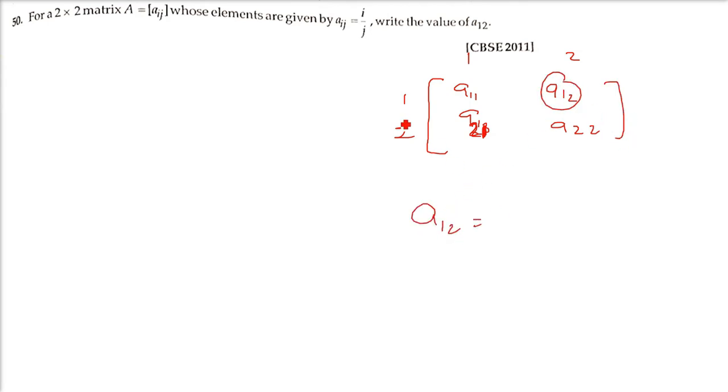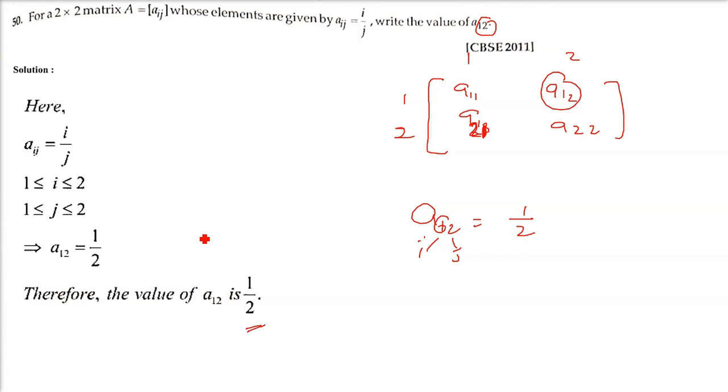For a 2 by 2 matrix Aij whose elements are given by Aij equals i by j, write the value of A12. So this is 2 by 2. First row, second column. This is A11, A12, A21 and A22. Now we don't have to worry about others. We just have to find A12. A12 is what? i is 1, j is 2. So it will be 1 by 2 because it is i by j. You are getting it directly here because i is 1 and j is 2.